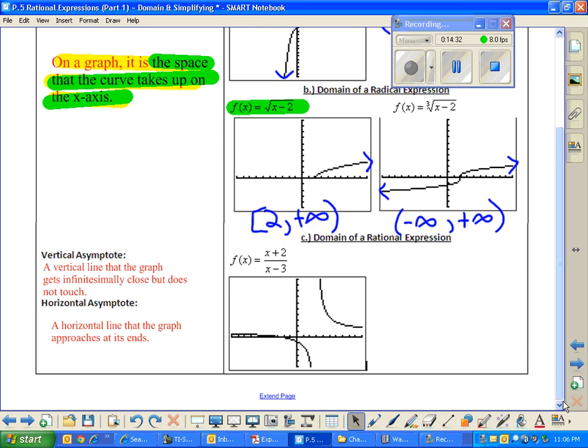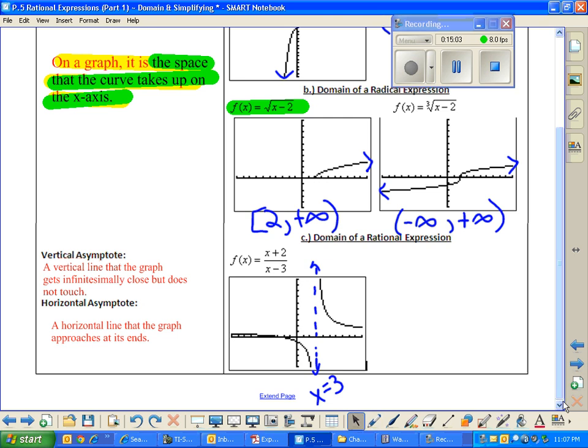And the last one. What you're going to notice about this graph is that doesn't it look like it's in 2 pieces? This is the primary shape that we take care of in this chapter, the shape for a rational function, where we get pieces to our graph. What you're going to notice is that right around 3, you're not going to see any points.